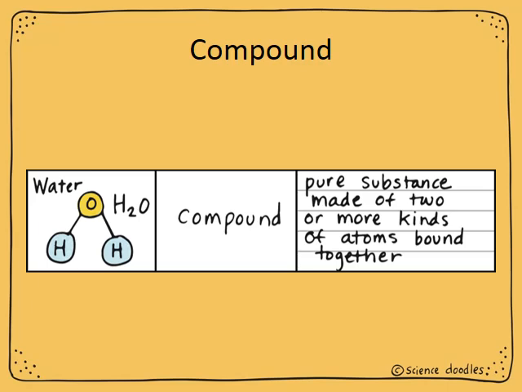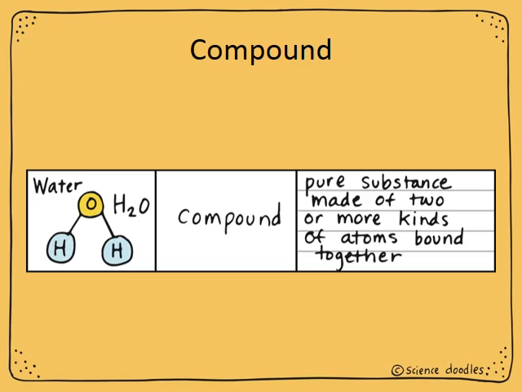So our next word is compound. It's a pure substance made of two or more kinds of atoms bound together. So if you see over here on the water, it has two different kinds of atoms. It has O, which is oxygen, and then it has H, which is hydrogen. The key point of this is that they are bound together.